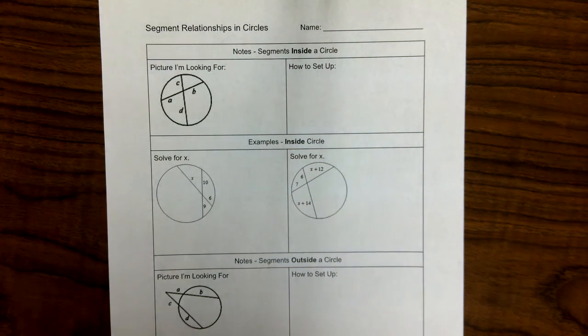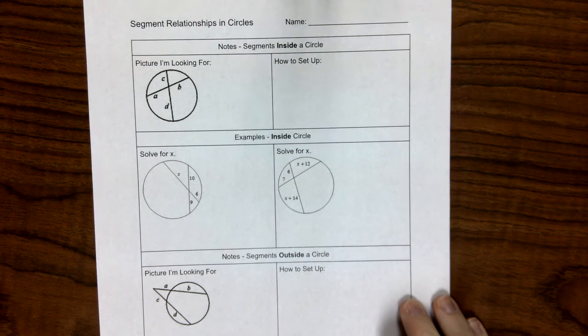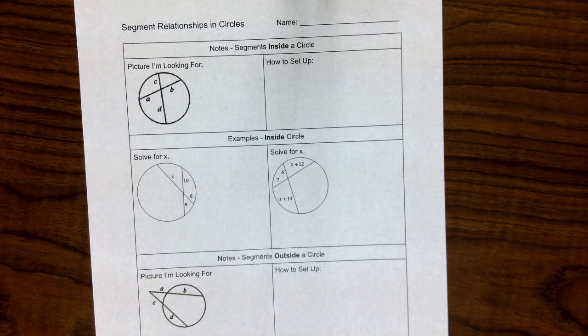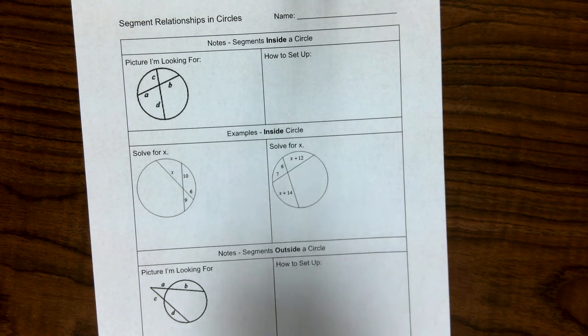And all these problems today, they're going to be just equations. It's kind of hard to do just numeric examples for these. So everything's going to be an equation today. And so let's get started. So there's two things that could happen. The segments could all be completely inside the circle. So we're going to look at those first, and then you can have the segments meet outside the circle. And so those are different kinds of problems.